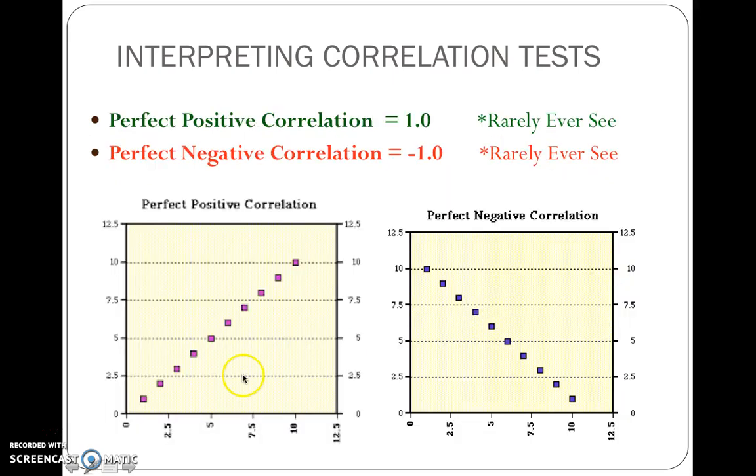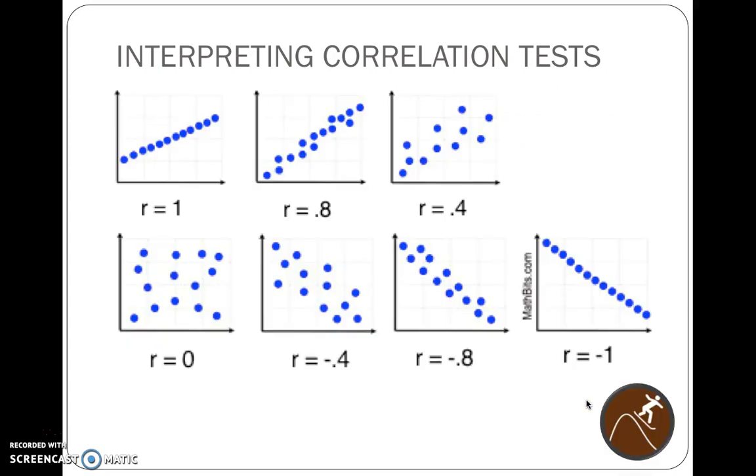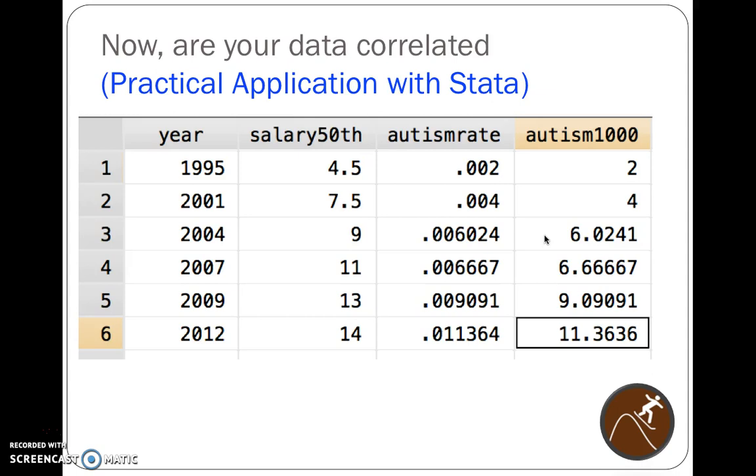A perfect positive correlation, 1.0, looks like this. Negative correlations go down. You hardly ever see these, especially in human-collected or environmental data. So perfect correlation, 0.8, 0.4. Here's nothing going on. 0.4, negative 0.4, it's going down. Negative 0.8, it's going down. -1, perfect -1. You can look at those and have a good understanding of what they look like.